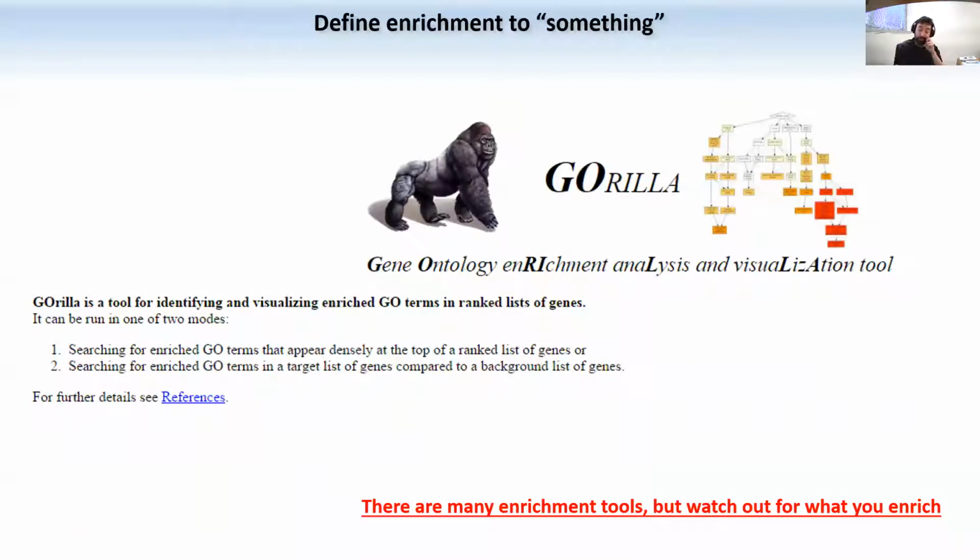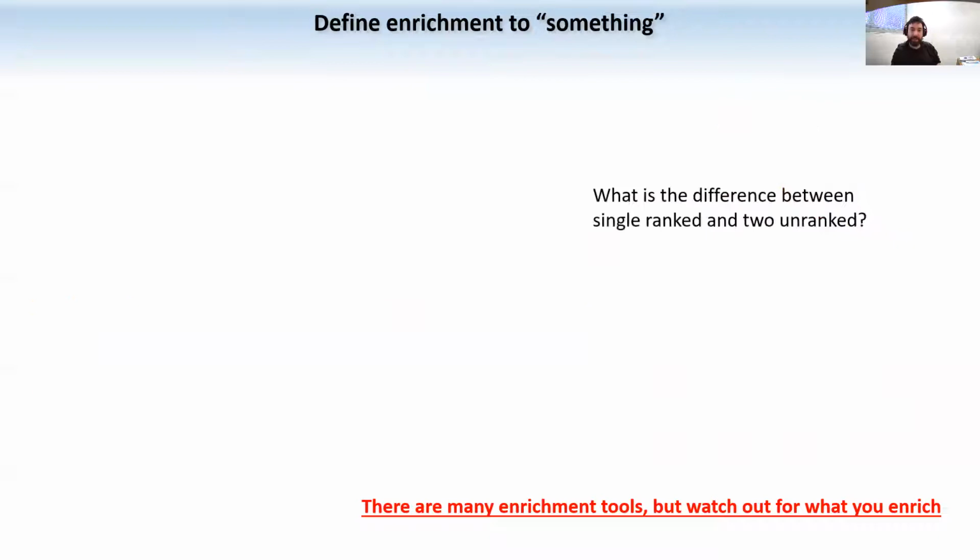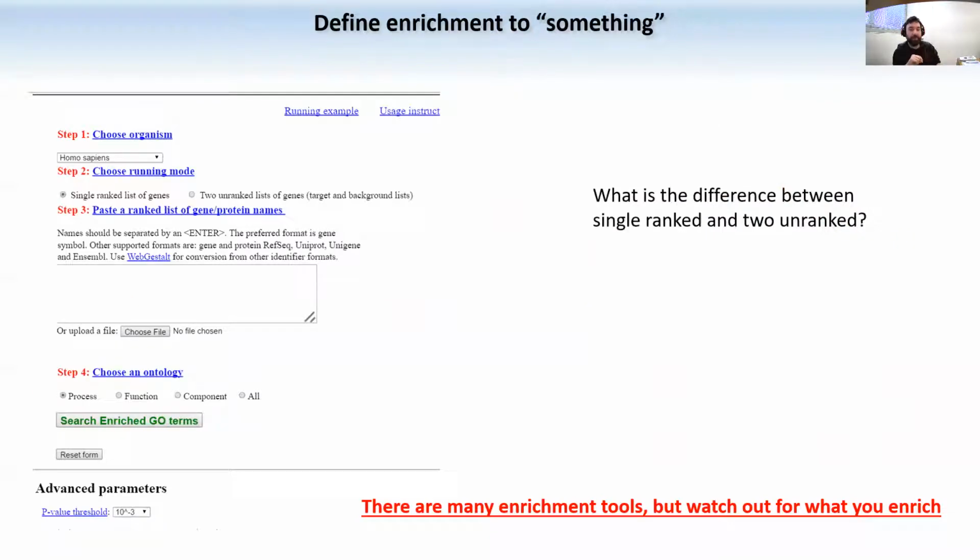So there are different tools to do this. David is one, Gorilla is another. Actually, that's my favorite because it's the most intuitive and the quickest to use. The thing about Gorilla is, when you open it, you have an input format that looks like this. And then what is really important is this part right here. So how do you input your gene list or your protein list?